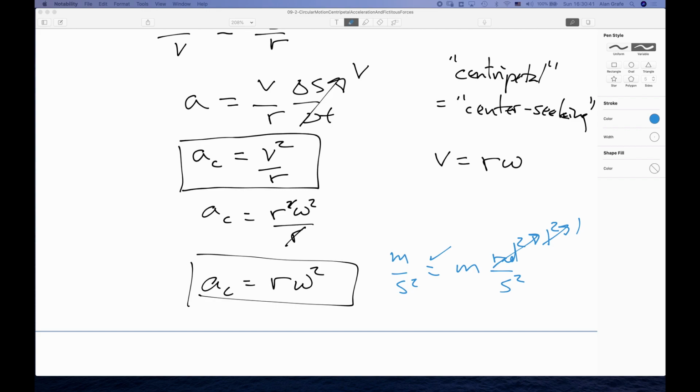But we are free to drop them when it's no longer an angular quantity. Okay, let's go ahead and do a couple of examples to make this a little more concrete.